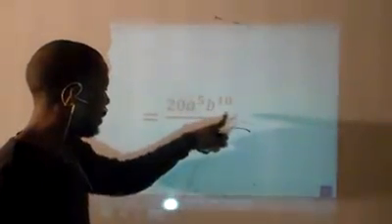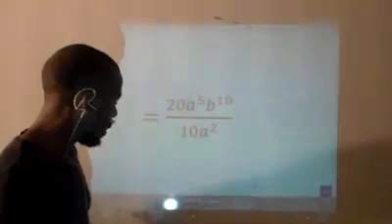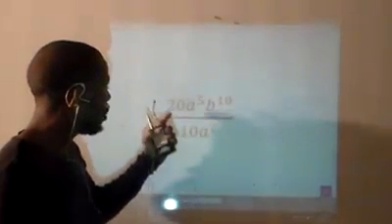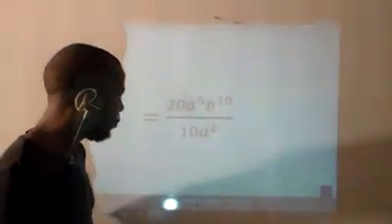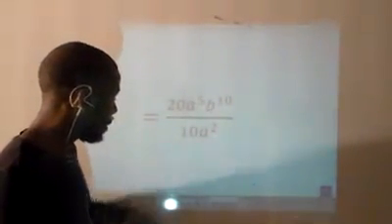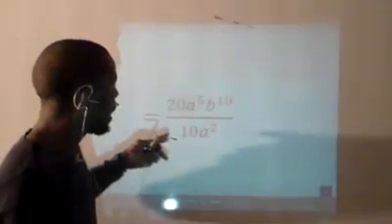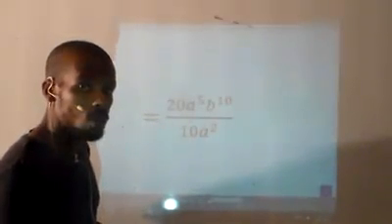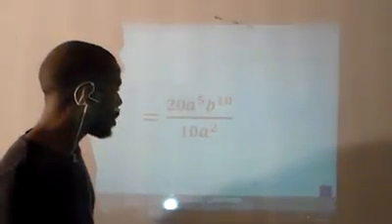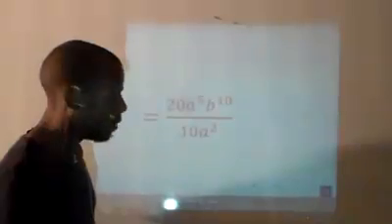They add each other at the top. So that b becomes to the power of 10, like I said, and that a is to the power of 5. So you're going to have 20a to the power of 5 and b to the power of 10 divided by 10a squared. So it becomes easier now to solve and much easier to see and attack.